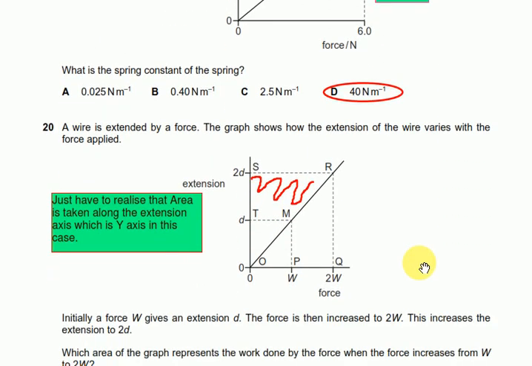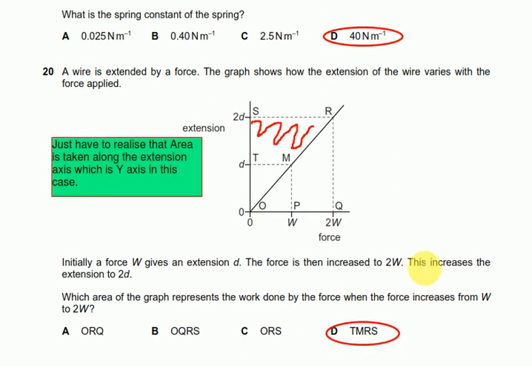Question number 20. A wire is extended by a force. The graph shows how the extension of the wire varies with the force applied. Initially a force W gives an extension D. The force is then increased to 2W. This increases the extension to 2D. Which area of the graph represents the work done by the force when the force increases from W to 2W?